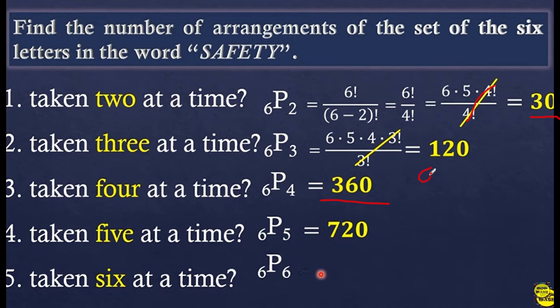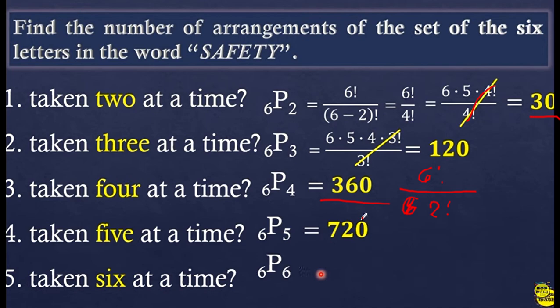That's 6 factorial over 6 minus 4. Sakto ba? So mahimo siyang 2 factorial. 6 minus 4 is 2 factorial. And then i-compute na lang siya. So again, if we have 4, the answer is 360. Okay, we also have here the taken 5 at a time. So we have P of 6 taken 5 at a time. So our answer is 720.